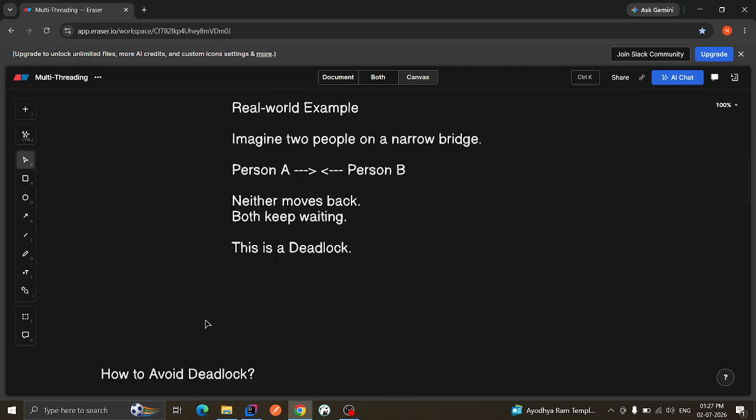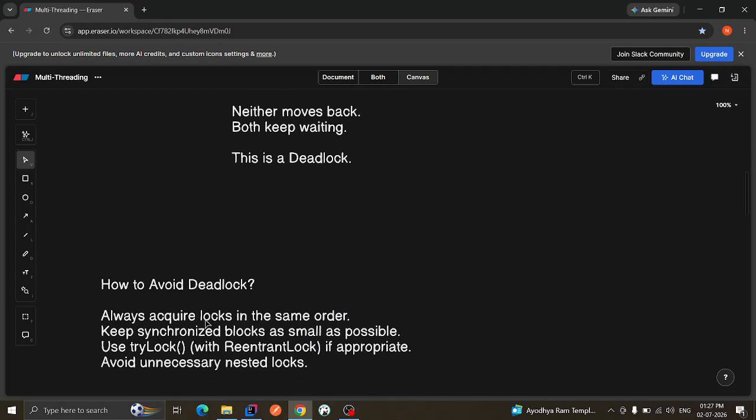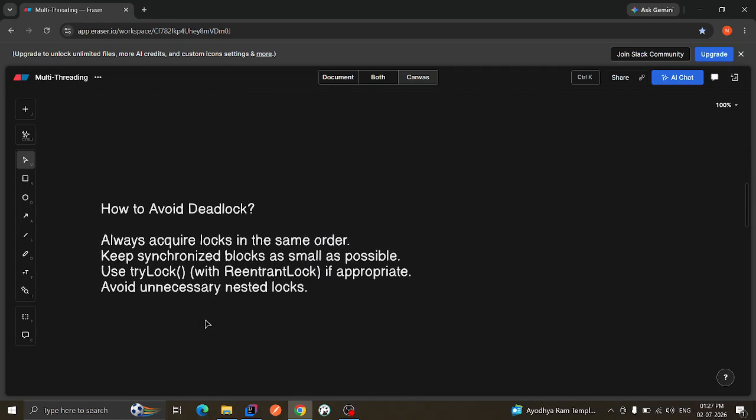Now we will try to understand how to avoid deadlock. In order to avoid deadlock situations, you should acquire the locks in the same order. That is one, and keep synchronized blocks as small as possible, because of which the deadlock situation can happen. Then use tryLock. In ReentrantLock we have this tryLock feature. So use tryLock and avoid unnecessary nested locks. Using these ways you can avoid the deadlock situation.